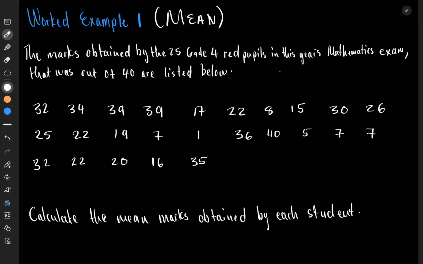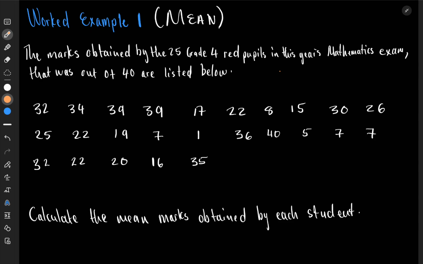Okay, so here is the first worked example we have on mean. Let's see what it says. The marks obtained by 25 grade 4 red pupils in this year's mathematics exam, which was out of 40, are listed below. Anyway, we're talking about marks gotten by some students.